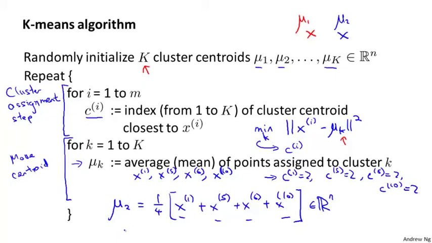But it's more common to just eliminate a cluster if somewhere during k-means it ends up with no points assigned to that cluster centroid. And that can happen, although in practice it happens not that often. So that's the k-means algorithm.